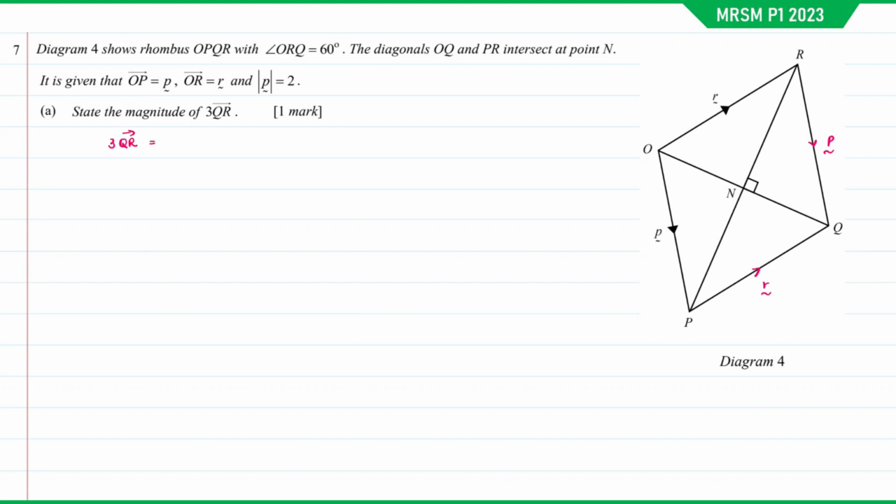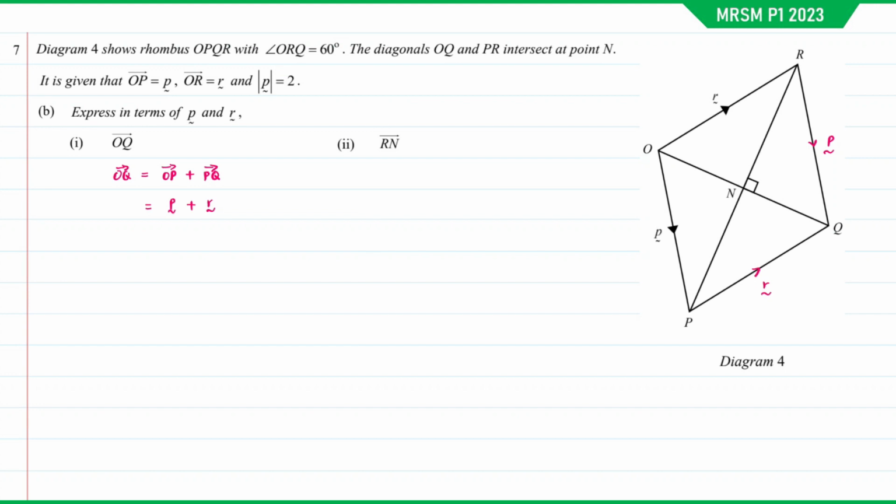So 3 times vector QR will be 3 times negative vector p. So here the magnitude for negative p will still be 2. Therefore, the magnitude of 3QR will be 3 times 2, which is equal to 6. Question (b), express in terms of vector p and vector r. Number 1, OQ. This will be the vector OQ. So using triangle law, we can find vector OQ using OP plus PQ. Then vector OQ will be vector p plus vector r.